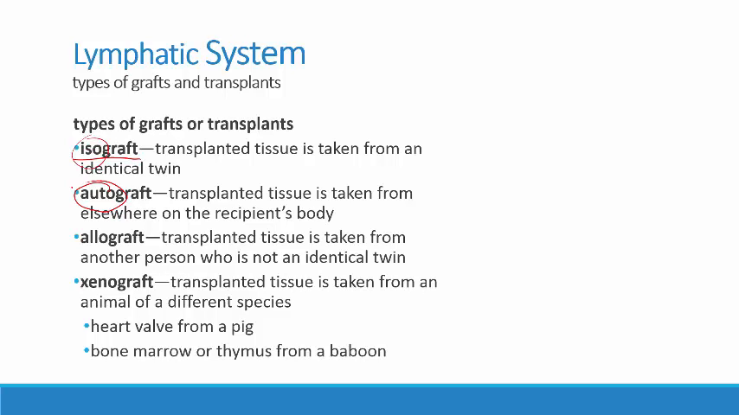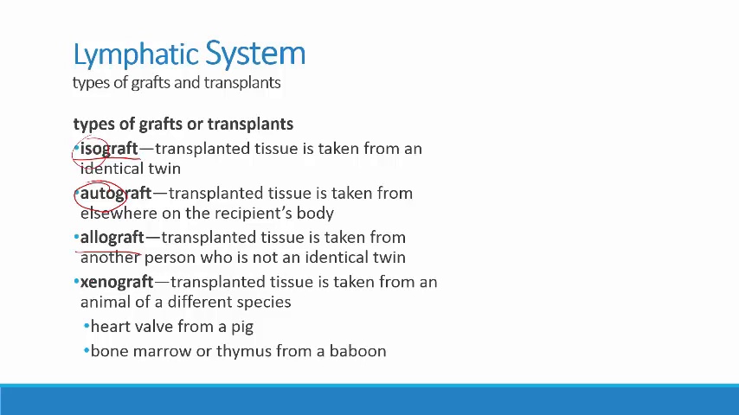An allograft is when the transplant is taken from another person, the same species, but that person is not an identical twin. So you find a closely matched, immunologically matched donor, but someone who may be related but not all the way down to an identical twin level.